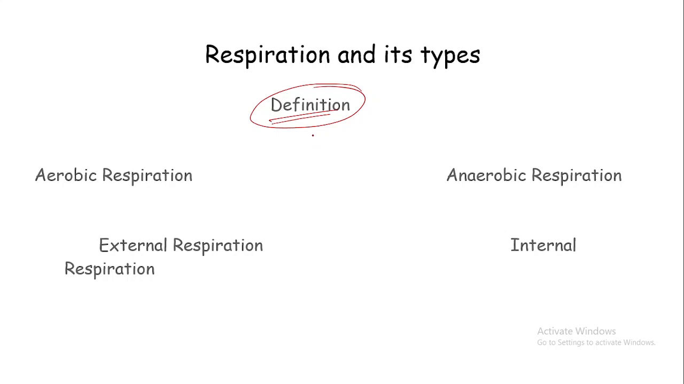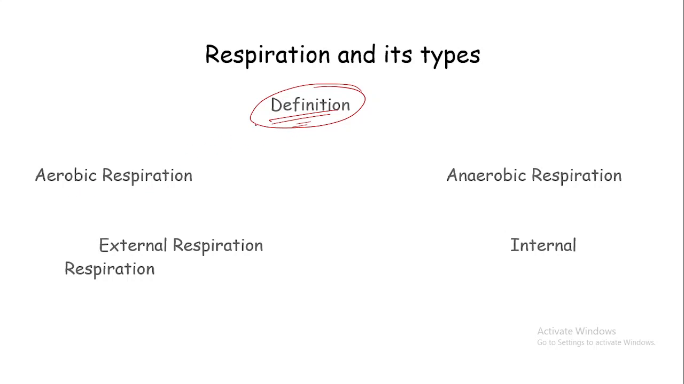Alright, so respiration can be defined as a process where atmospheric air is taken in and given out by the end of it, which generates energy. Alright, helps in cellular respiration. This is the actual definition of respiration, main thing.